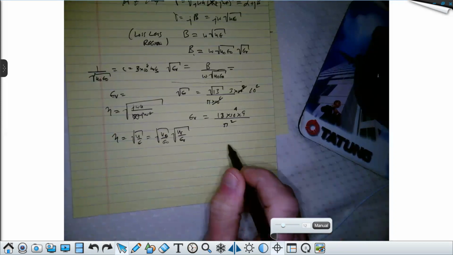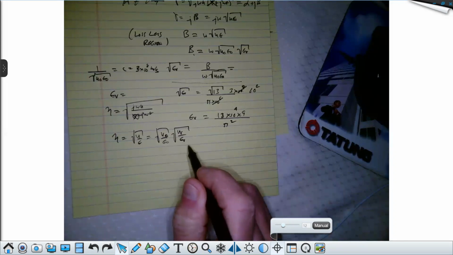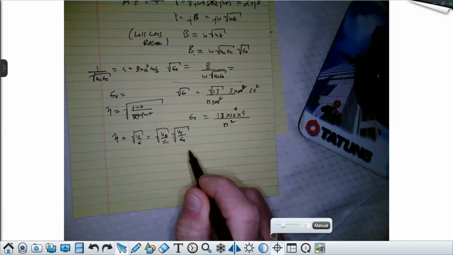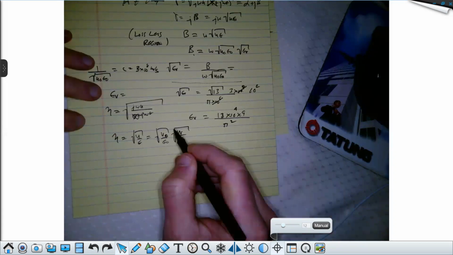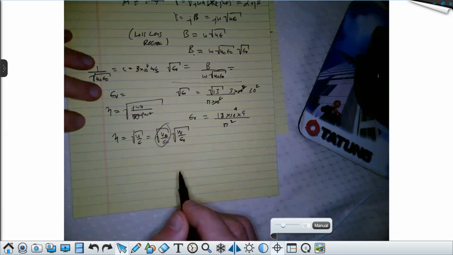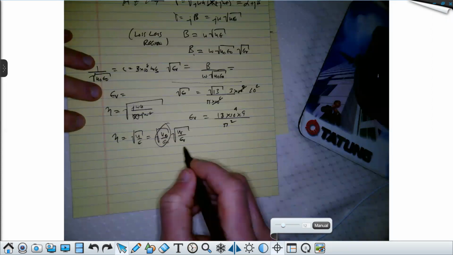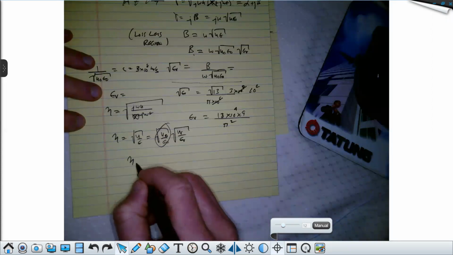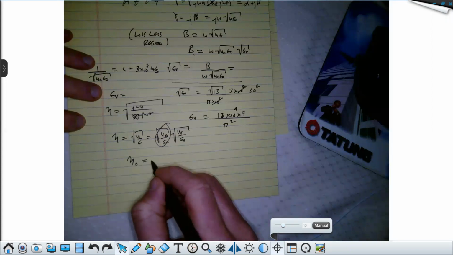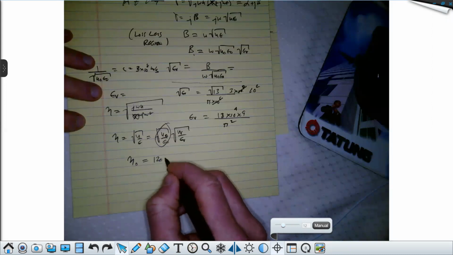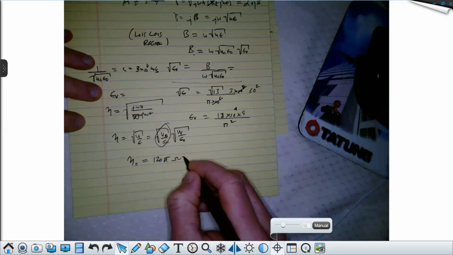Sure. But y'all agree that that would be the case for a lossless media. Agreed, class? Now, look here. This square root of mu naught over epsilon naught is a very famous constant. It's called the intrinsic impedance or characteristic impedance of free space. It's termed eta naught, and it's really equal to 120 pi ohms or about 377 ohms.